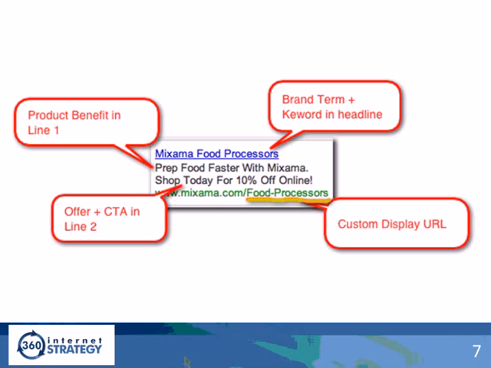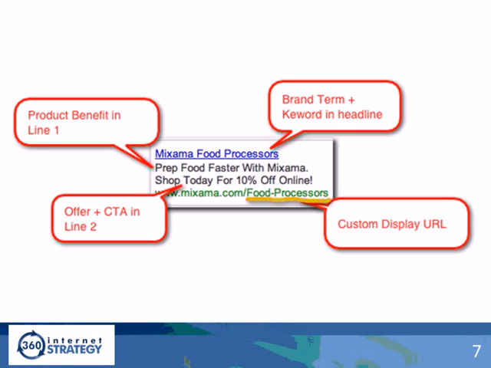So in this first line, we have a benefit. So I can prep food faster with this brand. So I'm prepping food and it's going to be faster because I'm using this brand. The second line, there's an offer and a call to action, which is good.